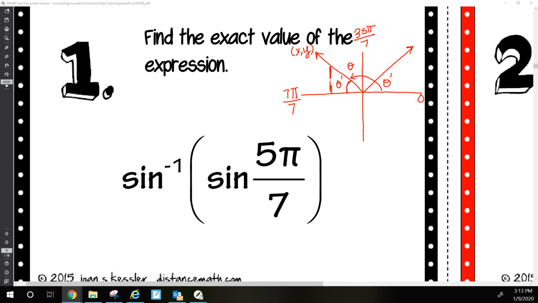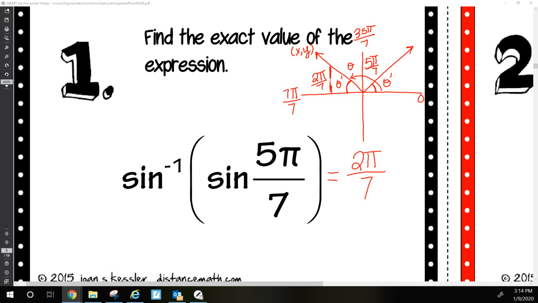So now I know I'm looking for my reference angle for this one. If this guy here is 5 pi over 7, how many more pi's over 7 does it take to get to 7 pi over 7? 2 pi over 7. So my reference angle is going to be 2 pi over 7, which means instead of spitting this 5 pi over 7 out, it's going to spit out 2 pi over 7. 2 pi over 7 is the same angle here, and it lives in quadrant 1, and quadrant 1 is inside the domain of sine inverse.